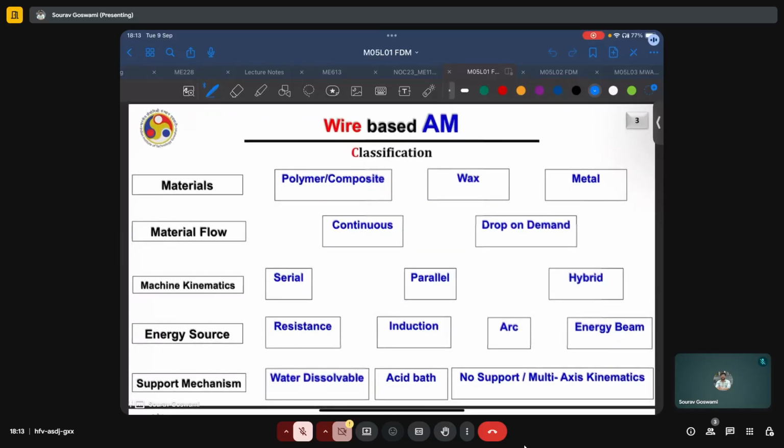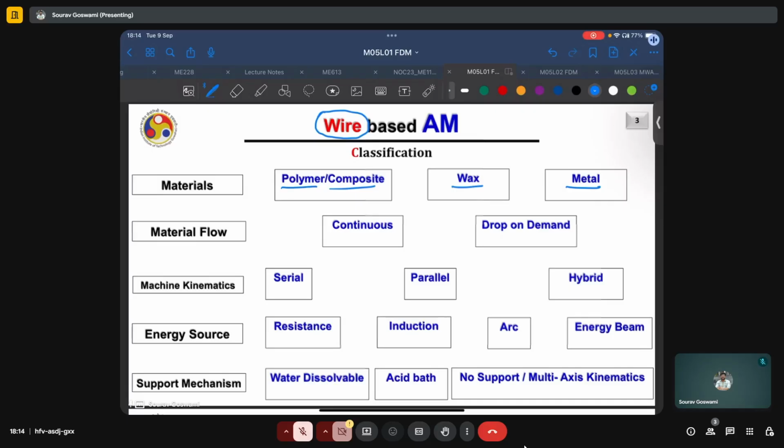The materials which can typically be processed using a wire-based AM technique range anywhere from polymer or composite to wax and metals. These materials will, as the name suggests, be typically available in the form of a wire or a filament, and the filament will be fed through some deposition head onto the substrate.